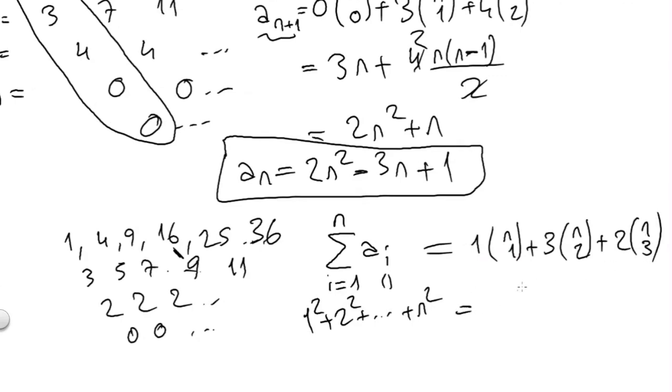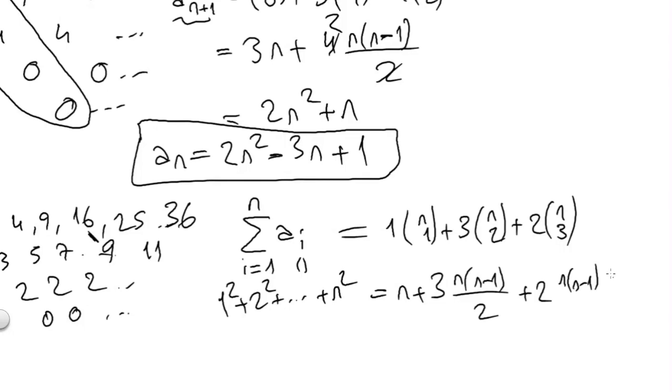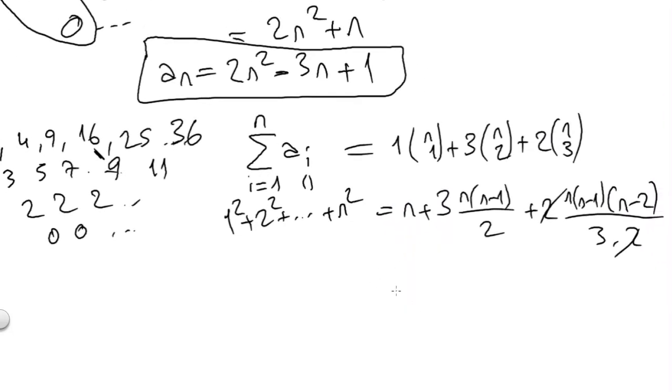If I just expand it, it's going to give me n plus 3 times n(n minus 1) over 2 plus 2 times n(n minus 1)(n minus 2) over 3 times 2. I can just simplify this, and this is my answer. So you can just do the algebra and find that this is equal to n(n plus 1)(2n plus 1) over 6. So we know this is a really famous identity.